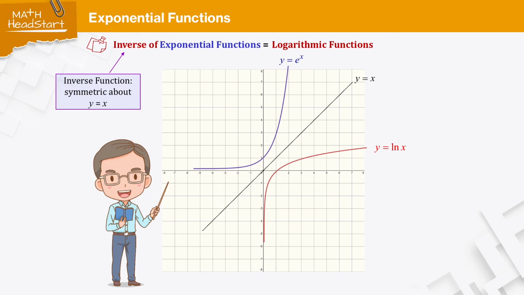There was a y-intercept at (0, 1) for y equals e to the x. However, (1, 0) becomes the x-intercept for the y equals ln x function. Also, the range was restricted to positive values for the exponential function. Now, the domain is restricted to positive values for the logarithmic function.